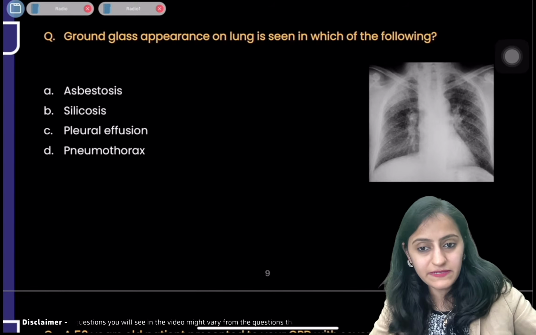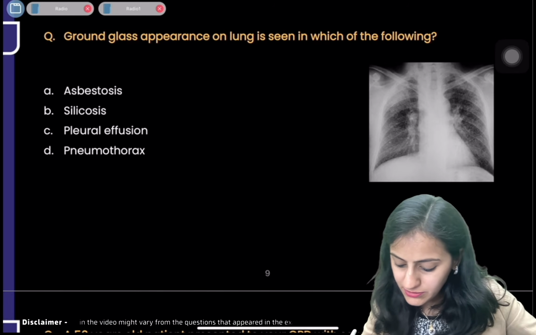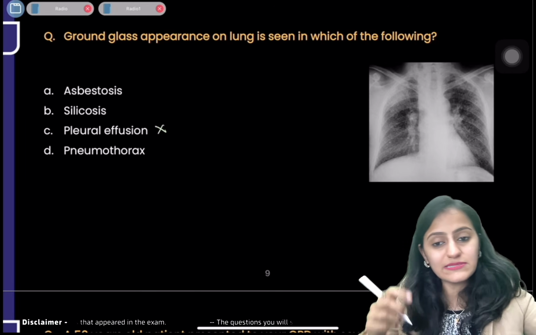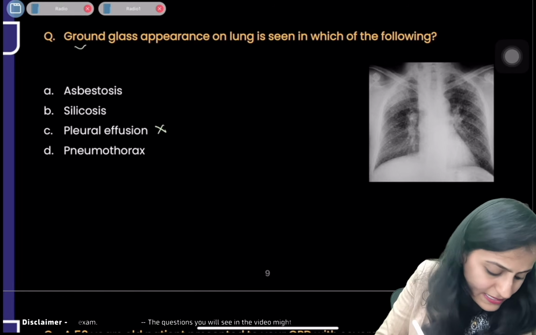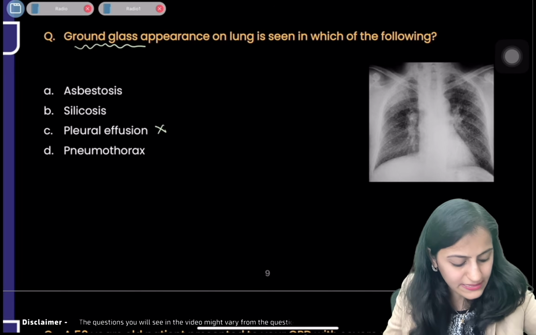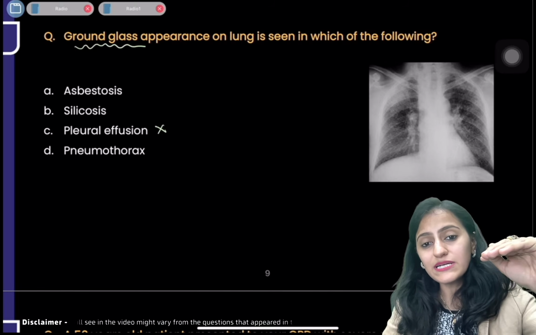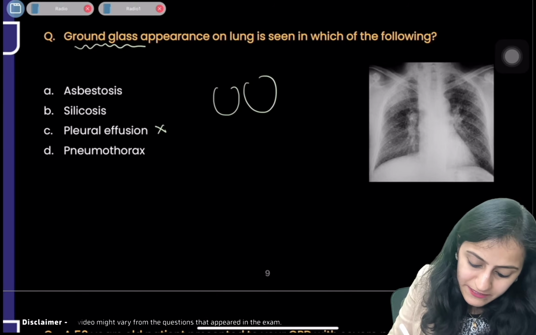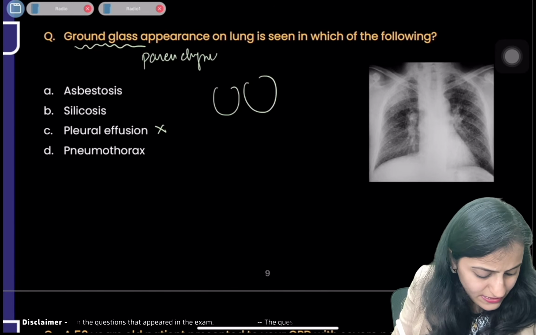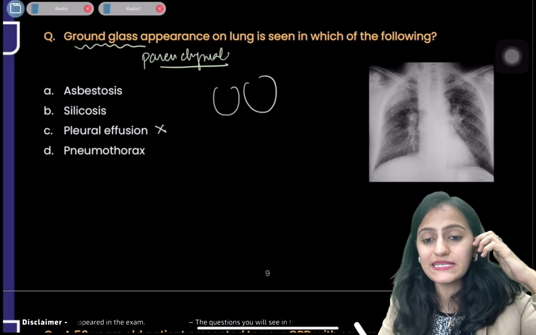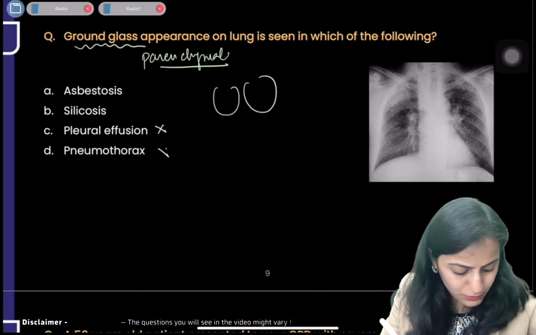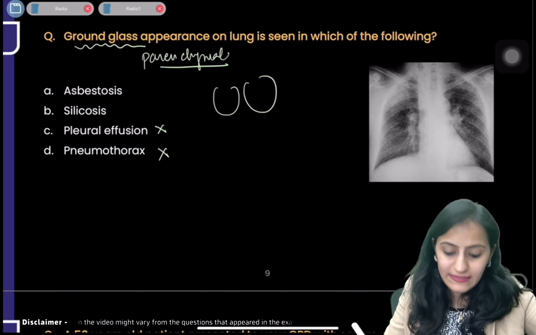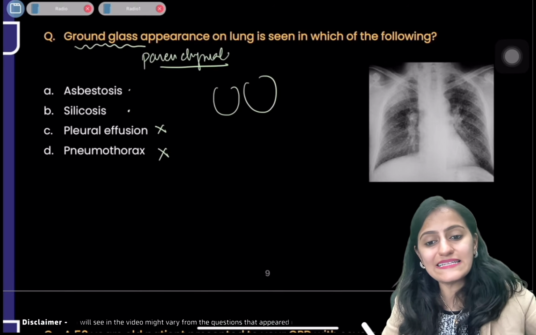If these are the options given, let's try ruling out the options. So what do we have is pleural effusion is outside the lung. When I say it is ground glass appearance, ground glass means that the alveoli are filled with something that gives the ground glass opacity. So first of all, it means that it is a parenchymal pathology. So automatically pleural effusion and pneumothorax are out. And then we have asbestosis and silicosis.